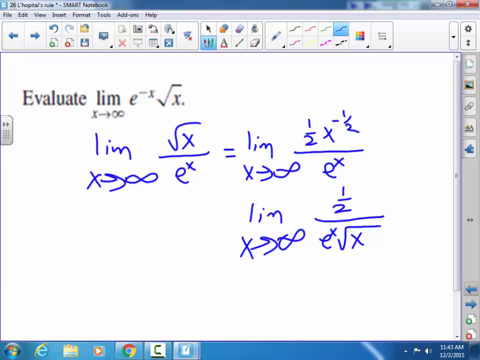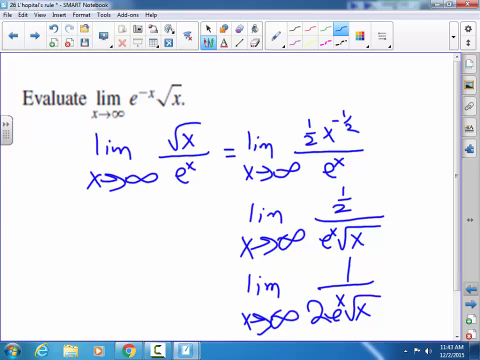Very good question. Could I put the 2 in the denominator as well? I could. I chose not to, but I could go ahead and make this, if I wanted to, the limit as x approaches infinity of 1 over 2 e to the x root x. Either way, we should get the same answer.